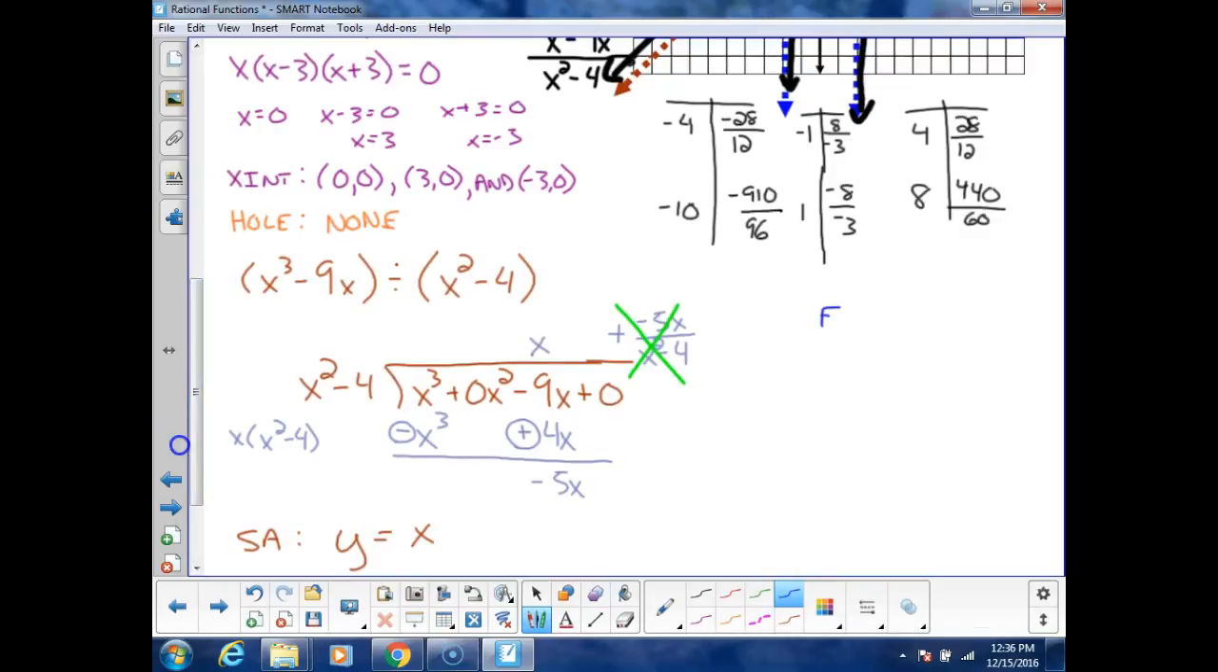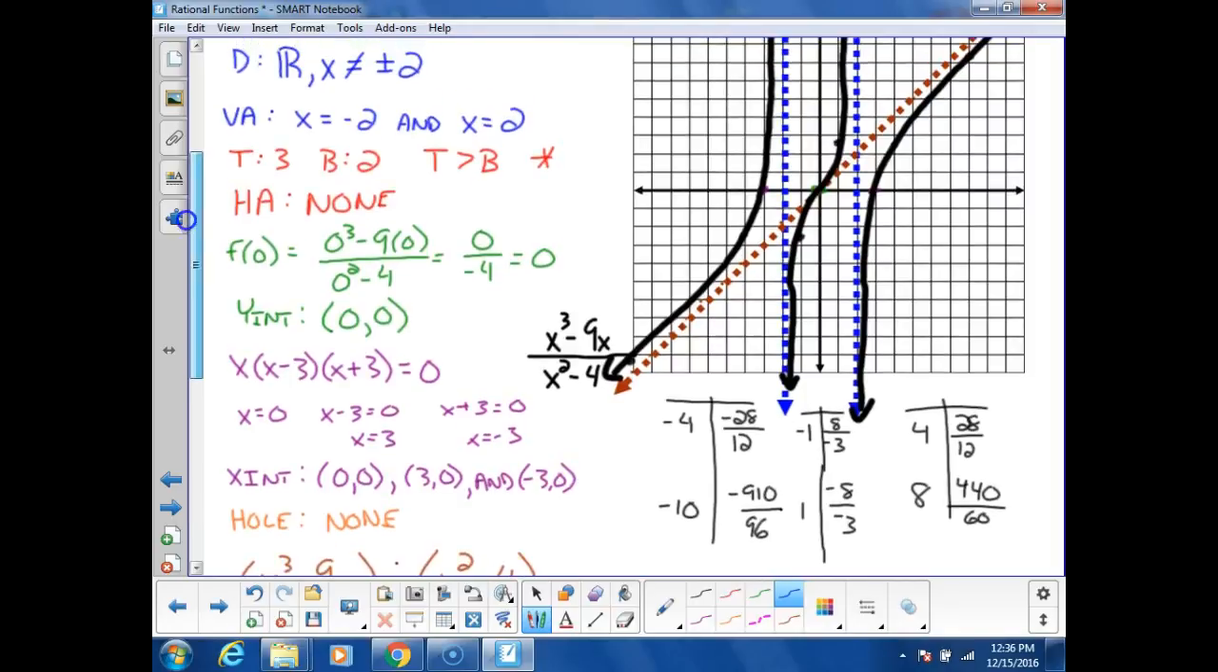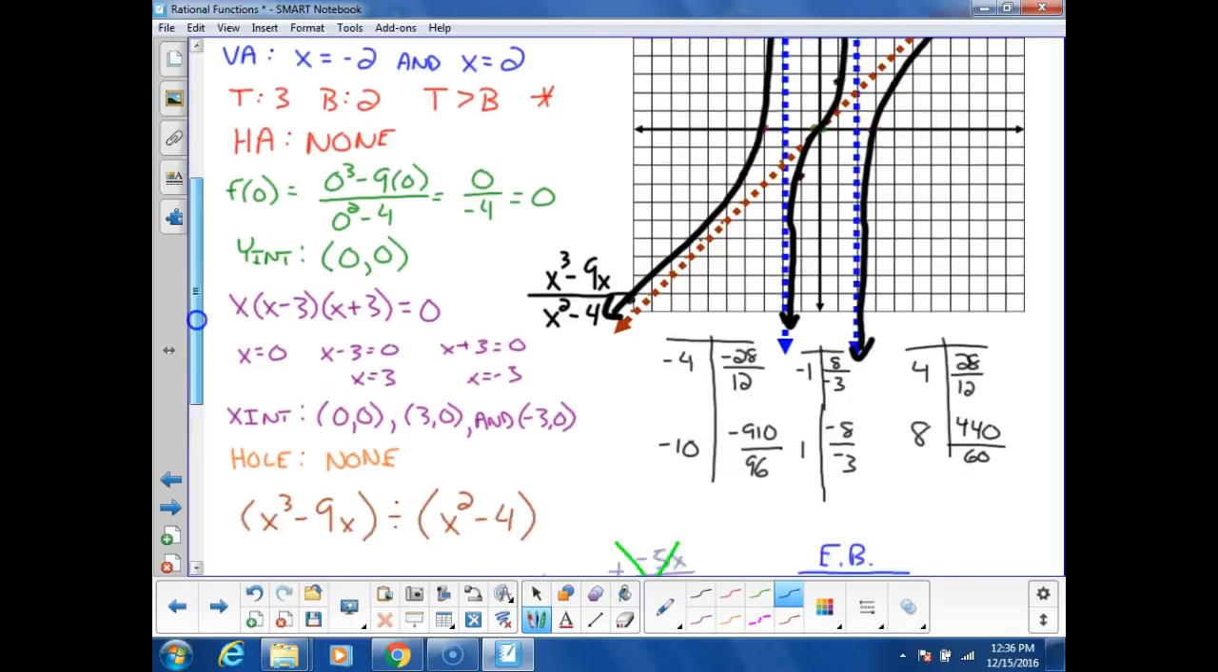So my end behavior would be as x is going to positive infinity, where is my function going? As I go to the right on my graph, where's my function going? It's going up, right? So that means it's going to positive infinity. And as I go to the left on my graph, where's my function going? Negative infinity.